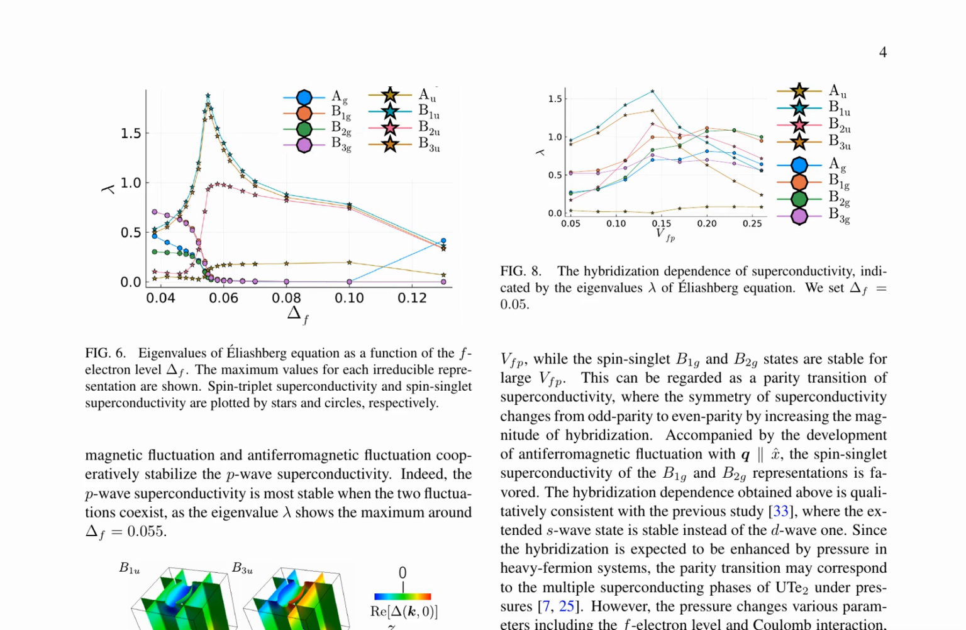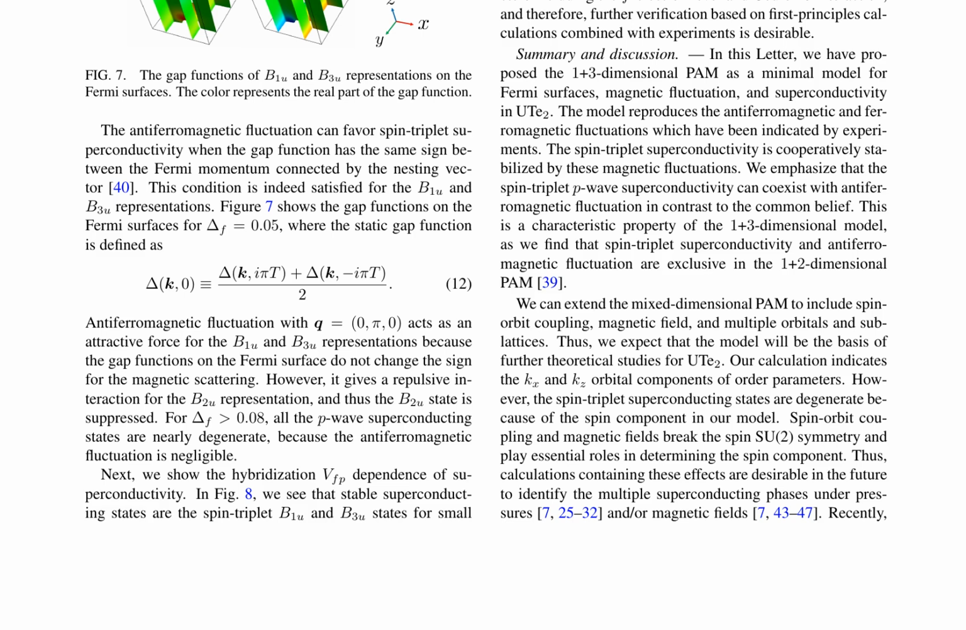The model's parameter dependence of antiferromagnetic and ferromagnetic fluctuations is examined, and their relation to superconductivity is investigated. The study finds that the wave vector of magnetic fluctuation is related to the symmetry of superconductivity, and that spin-triplet p-wave superconductivity is stable and can coexist with antiferromagnetic fluctuation. The mixed-dimensional PAM is distinct from the 1 plus 2-dimensional PAM in this regard.